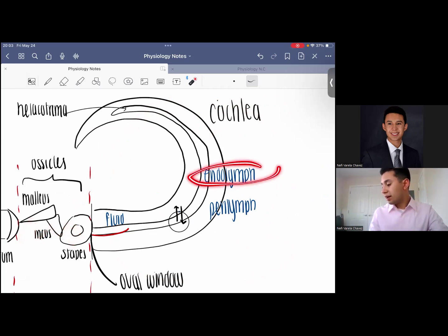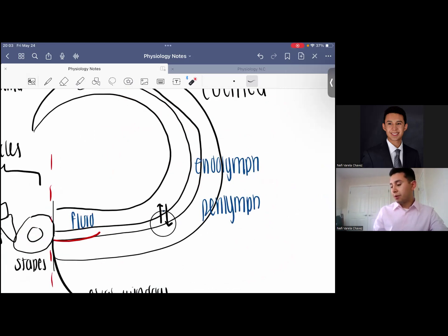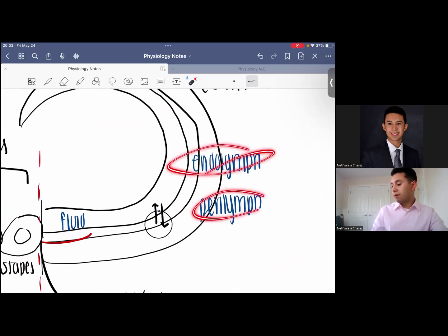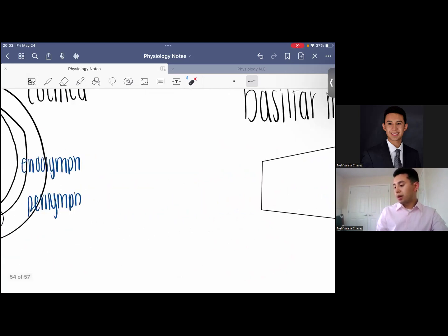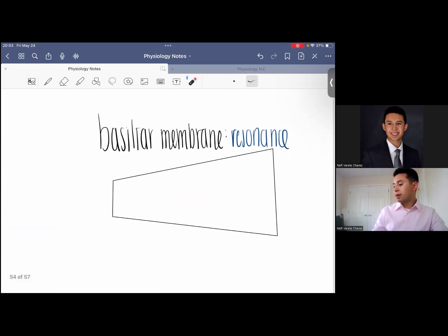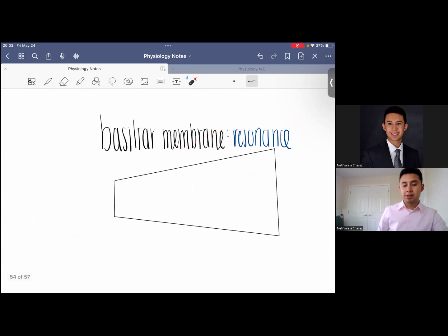Because we have two types of liquids named endolymph and perilymph in our cochlea, okay? We're going to have this fluid, and within the cochlea also we're going to have this called basilar membrane that is going to help us to achieve something named resonance. What's resonance and how does it work?